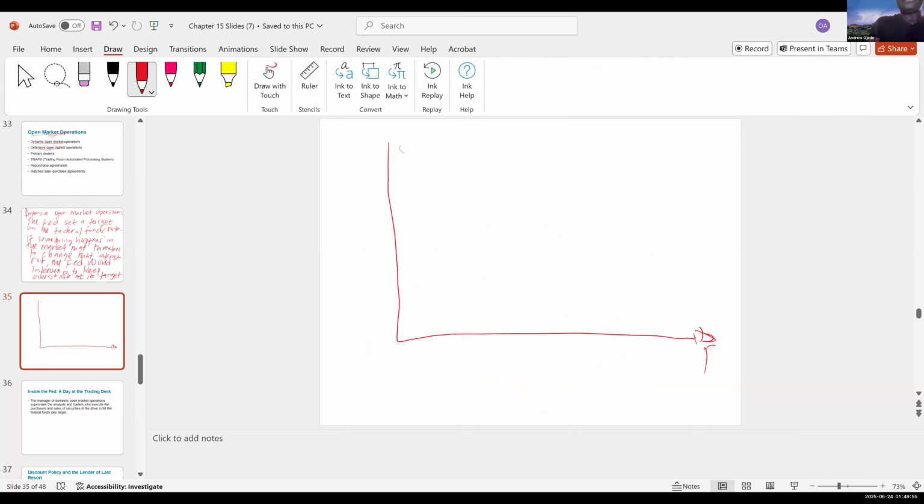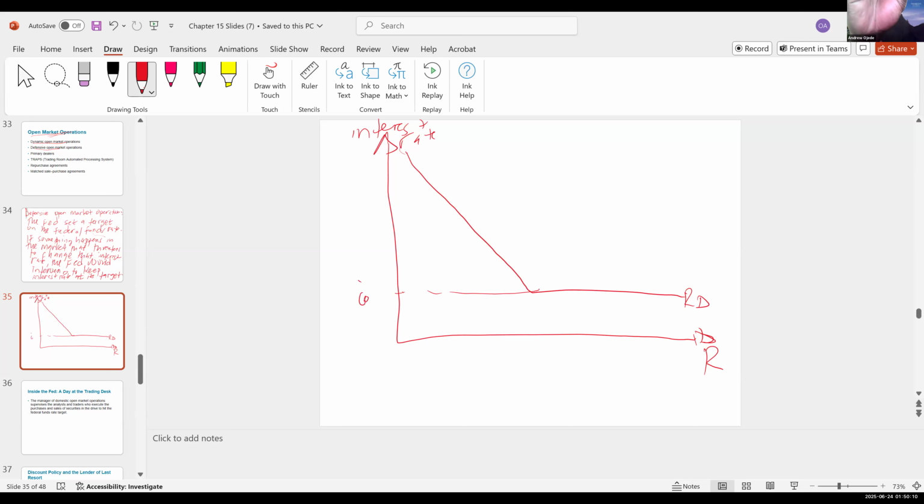We have the quantity of reserves on this axis, and here we have interest rate. Let's say this was your demand for reserves. You know how you draw it now. It slopes downwards, and the minimum threshold here determines the interest rate on excess reserves. And let's say this is your supply for reserves. The flat portion of the supply curve determines the discount rate, the ID. And then the point of intersection between the demand and supply of reserves determines the equilibrium federal funds rate.